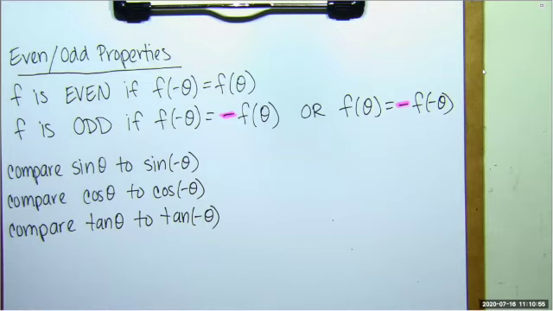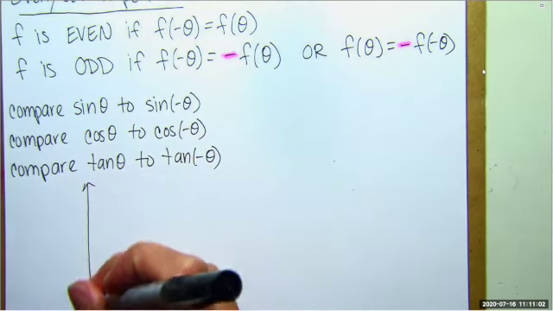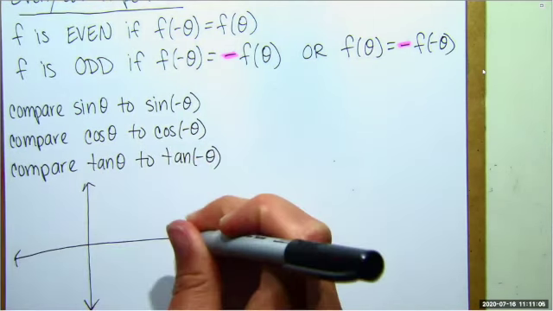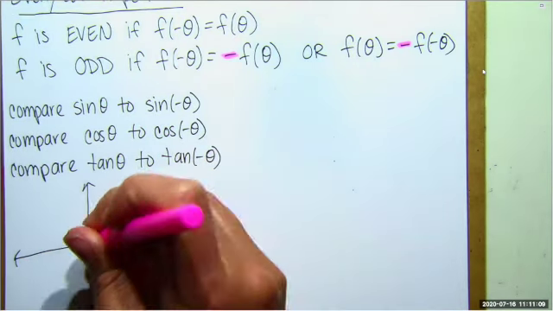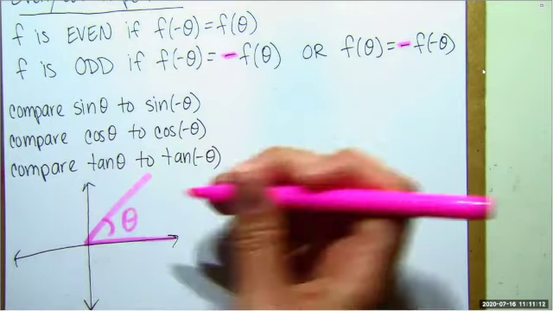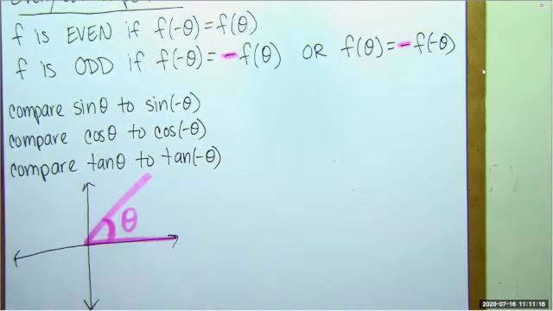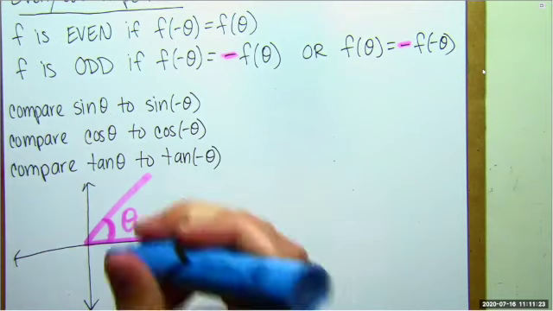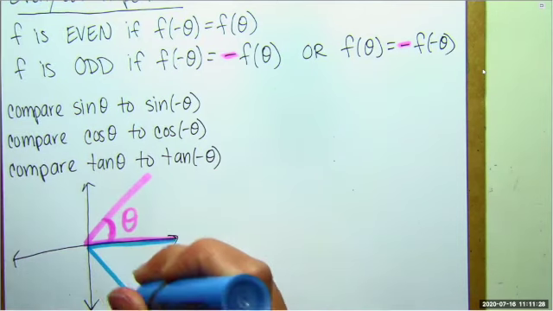All right, so let's figure this out together. We want to compare sine of theta with sine of negative theta. So what I'm going to do is draw a generic theta and a generic negative theta. So here's a generic theta. If you want to think about this as 45 degrees or 60 degrees, whatever, it's just some generic angle. Now what I want to do is draw the same angle, but negative. So if this is theta, here is negative theta.